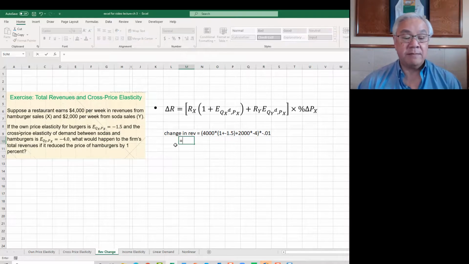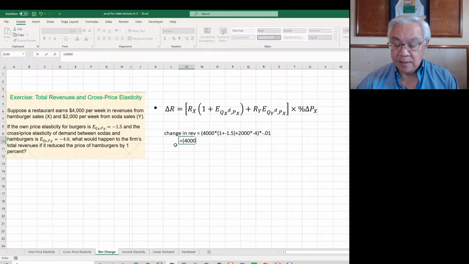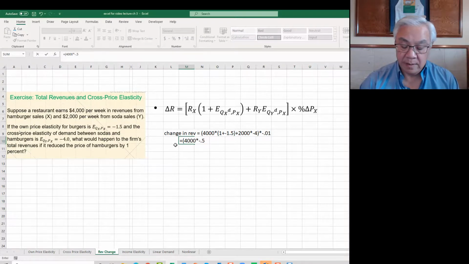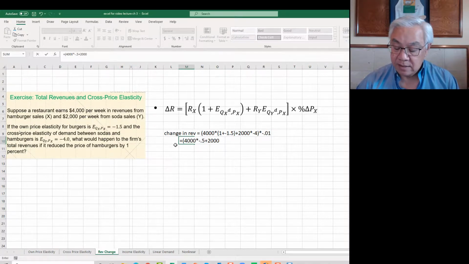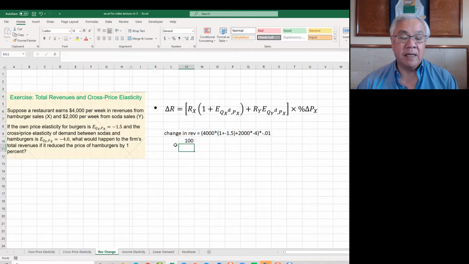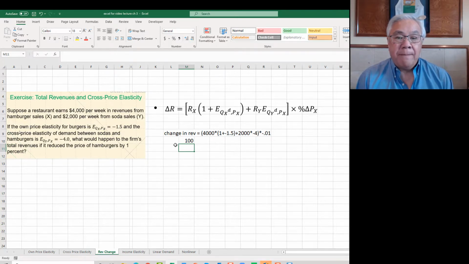So equals 4,000, I'll just keep the parens, 4,000 times, that's a -0.5, plus 2,000 times a -4 multiplied times a -0.01. Answer is $100. So what would happen is if we reduce the price of a hamburger by 1%, the overall change in the revenues for the restaurant is going to be a positive $100, right? A lot of work to get $100, but it's better than nothing.